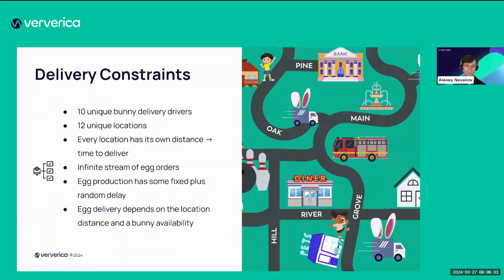The constraints of this challenge that the Easter Bunny told me about are these: there are 10 unique bunny delivery drivers, so we can't use more. There's always some fixed number of bunnies. There are 12 unique locations where the eggs need to be delivered. Every location has its own distance from the egg factory. Egg orders are coming from children who are requesting them. It's an infinite stream of orders, and egg production also takes some time. And the delivery of an egg depends on the location and the distance, on how far this location is from the factory.